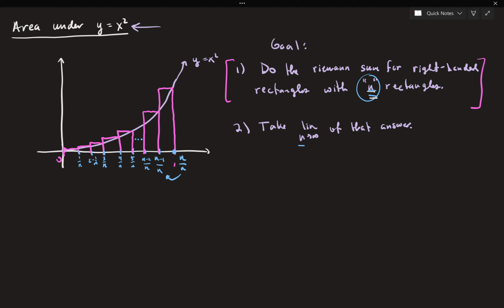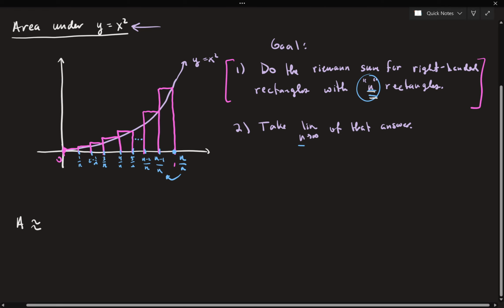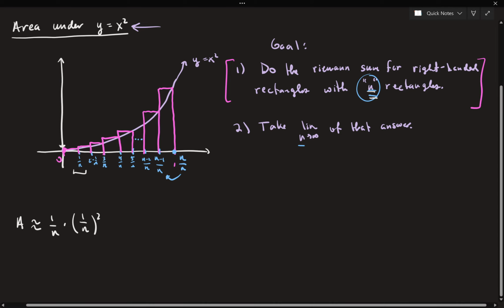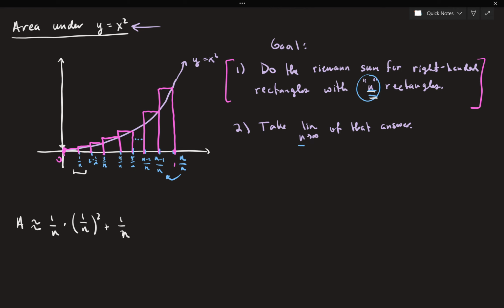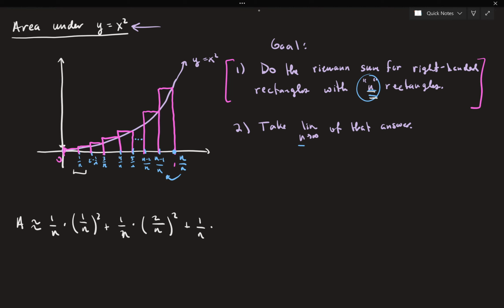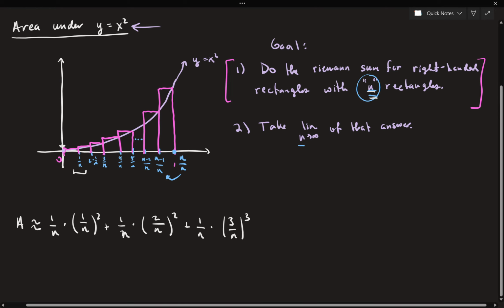So now I can just go ahead and do my base times height. The area is approximately, here's my base times my height. The height of each rectangle is just the function on the right side, just the y value. So it's the function at 1 over n, which is 1 over n all squared. Then I do base of the second times height of the second, and then base of the third times the height of the third. Sorry, not cubed, squared, because it's the function x squared.